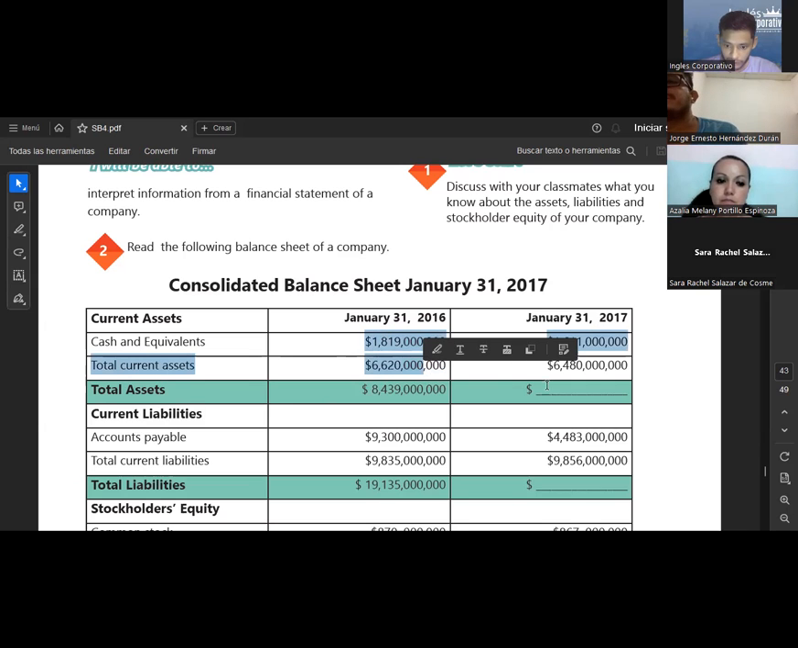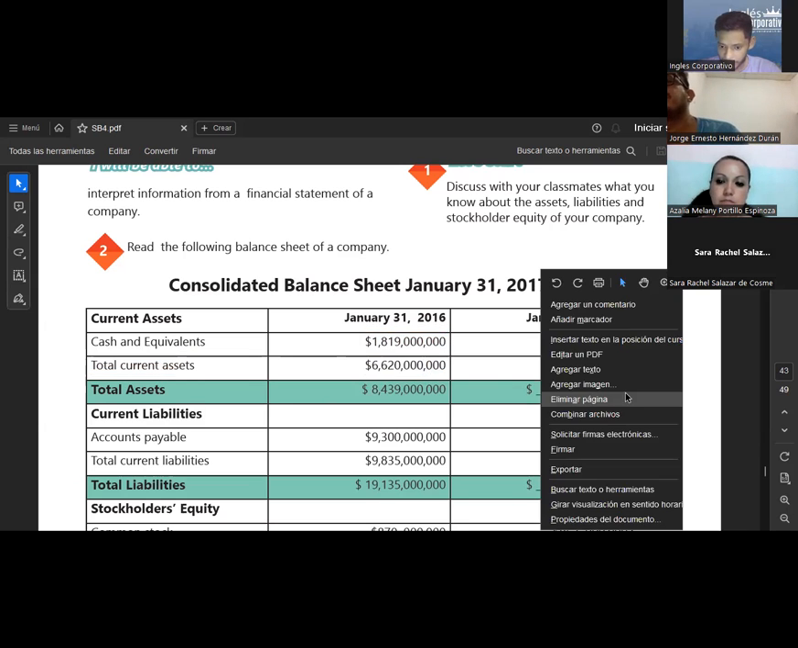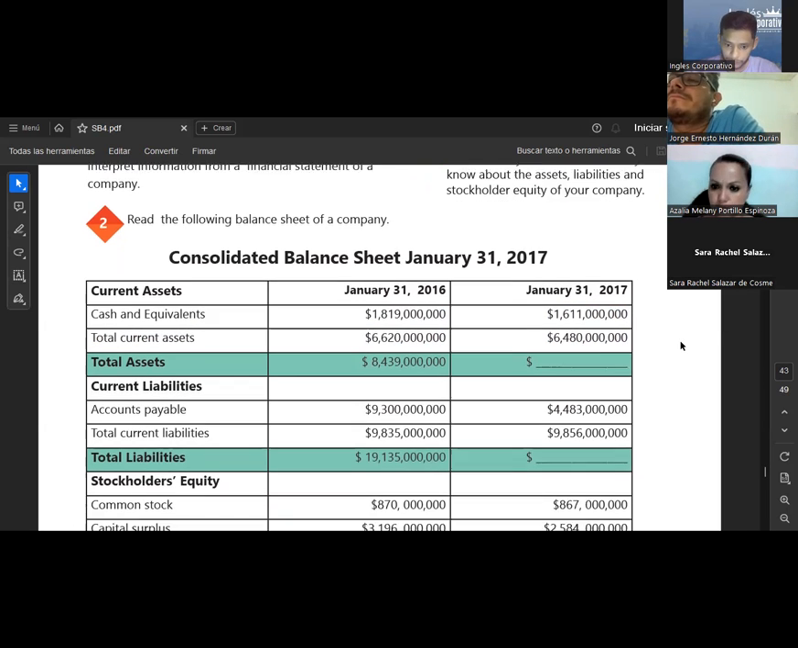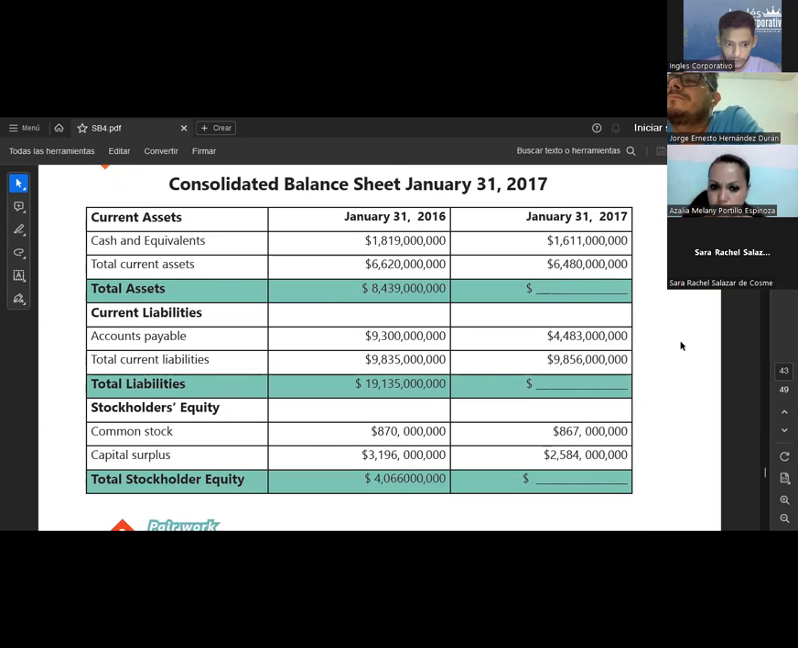Yes. And we got nothing over here. We got nothing over here. I think we have to do the math. Vamos a hacer la suma de esos dos que están acá. Le pondremos aquí abajo la suma. Esos dos. Okay. This part over here is about the assets, as you can see. The assets in 2016 and the assets in 2017.